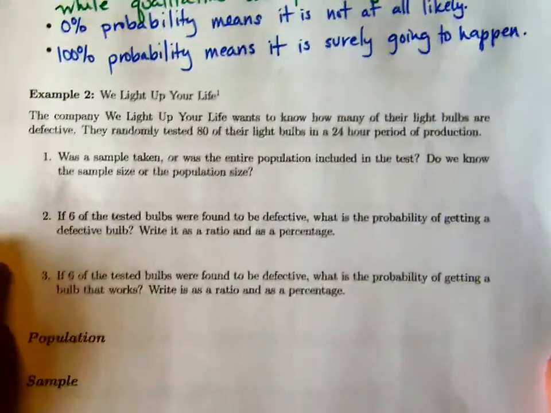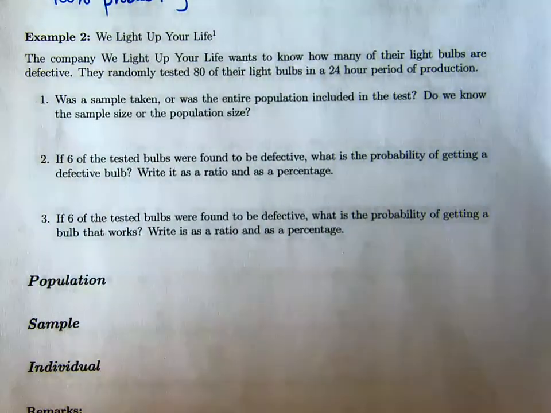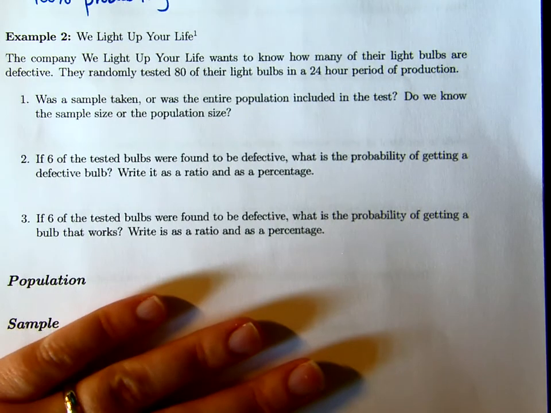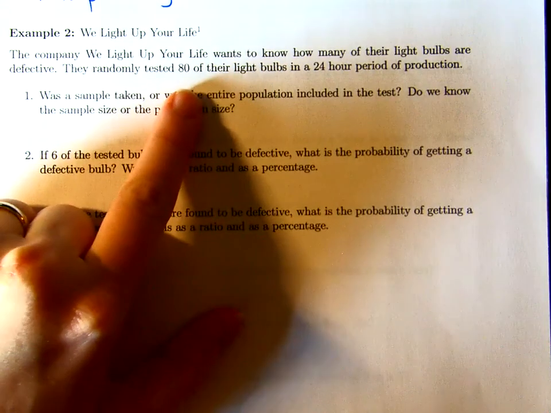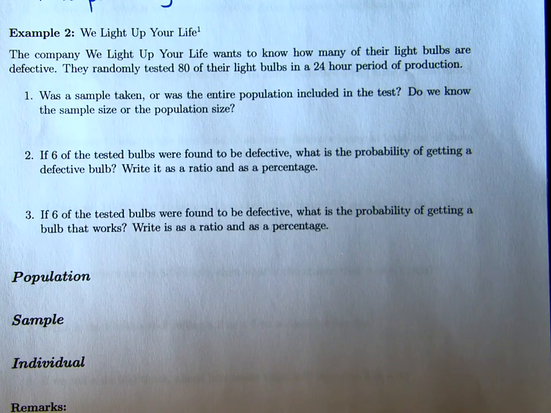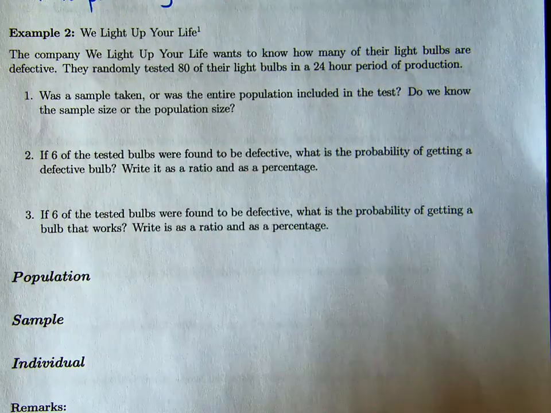All right, let's take a peek at example 2. We Light Up Your Life. The company We Light Up Your Life wants to know how many of their light bulbs are defective. They randomly test 80 of their light bulbs in a 24 hour period of production. A day. Was a sample taken or was the entire population included in this test? Well, it says that they tested 80 of their light bulbs. I'm guessing that they don't just make 80 light bulbs per day. So, sample. Not every light bulb was tested.